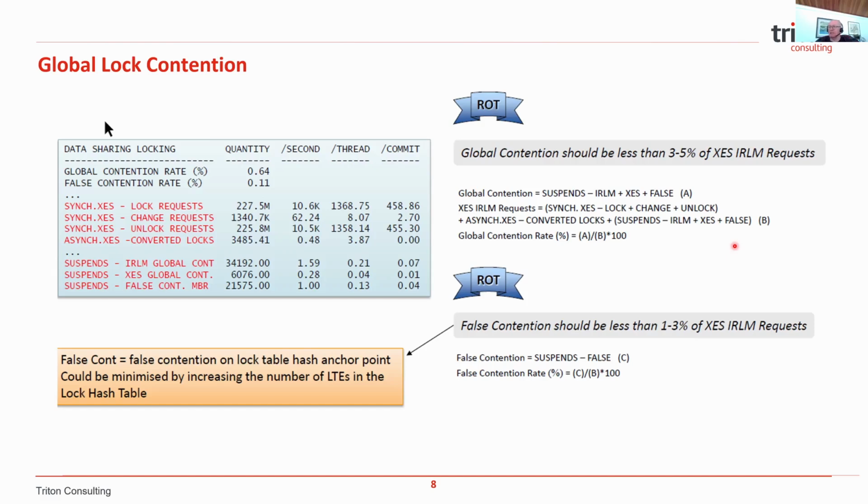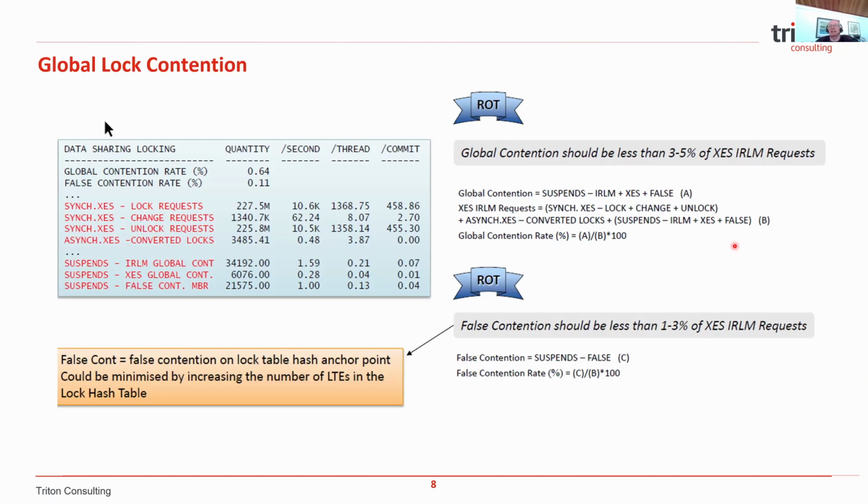So the IRLM working with the coupling facility will have detected contention, but once it's gone through the message passing, it finds out that two or more different resources have landed on that lock table entry. So false contention, in fact, is an expense. It's delivering no benefit to you whatsoever.